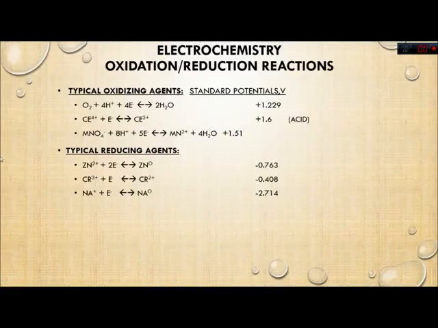MnO4 minus plus 8H plus plus 5e minus gives Mn2 plus plus 4H2O, with a potential of plus 1.51. This is one of the strongest oxidizing agents, MnO4 minus. Now some reducing agents are like zinc, chromium, sodium. They have negative electrode potentials.